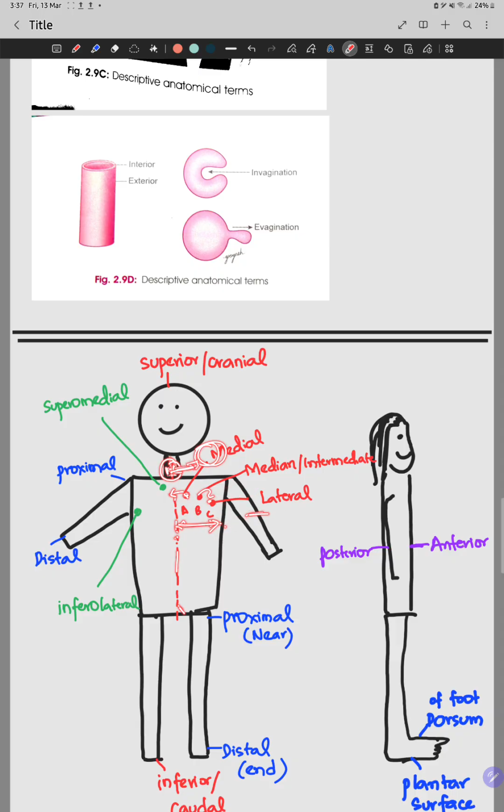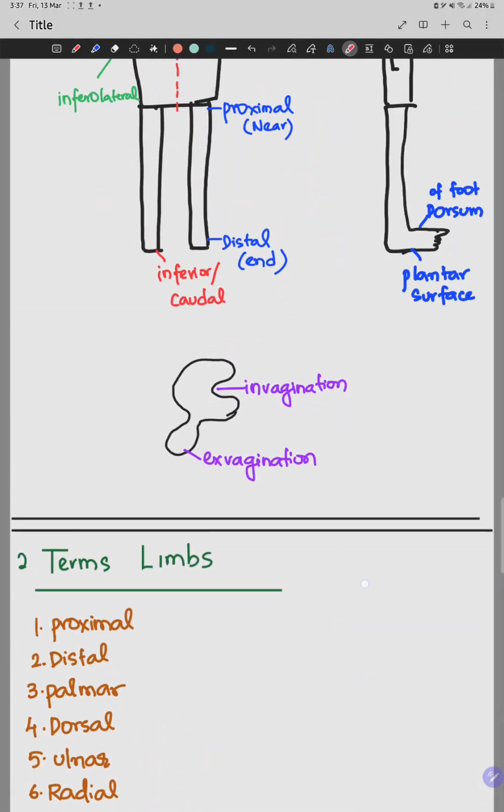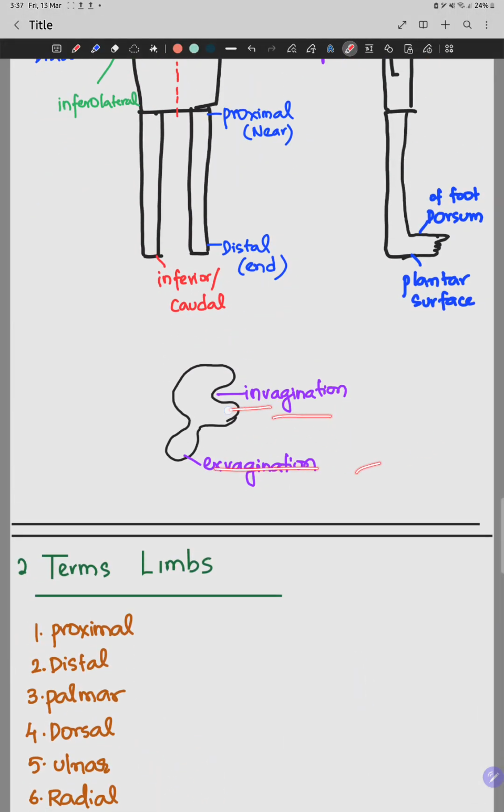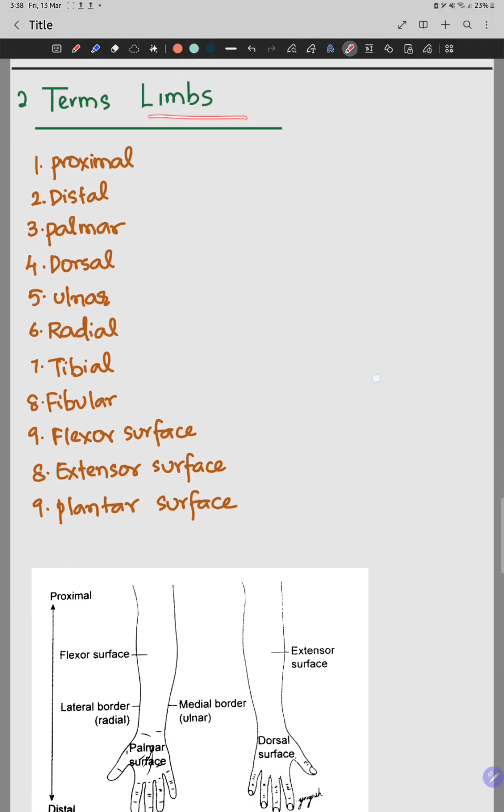Which is far away from the midline will be the lateral. And if it is present between two structures, we say it is medial or intermediate. Coming to superomedial, which is up. Divide the two words, superior, up, as well as medial, towards the midline. And this one is inferolateral, means down, and lateral, means away from the midline. That's it. Invagination, evagination, you already know. Invagination means towards inside, evagination means outside, exit.